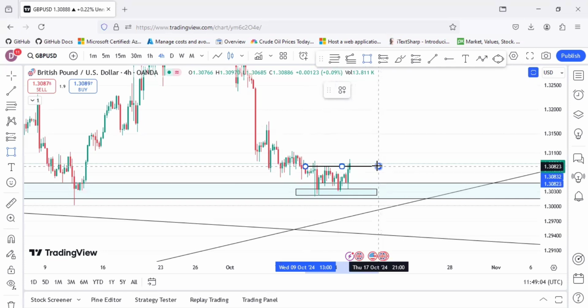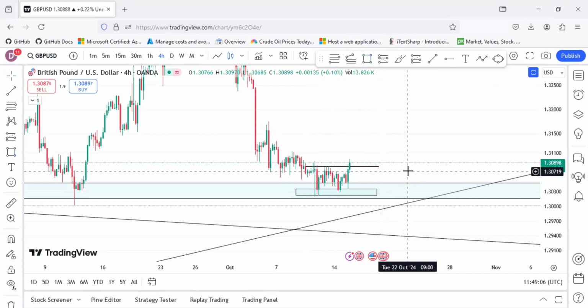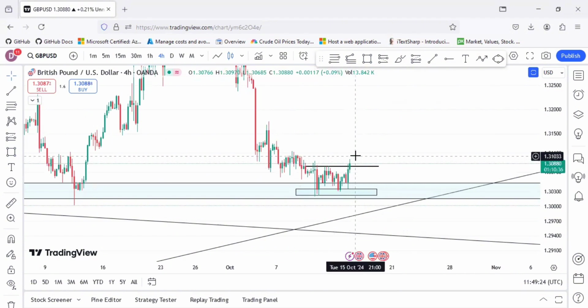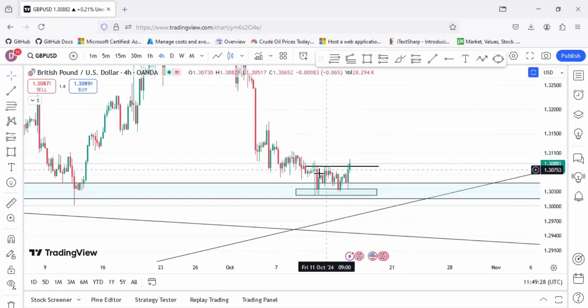Okay, and what happens when you have a double bottom on the support? That is a reversal. The moment you have a double bottom on the support, that is a sign that the price is going to reverse from here. So what happens with a double bottom? You have a neckline. When the neckline is broken, that means you are having a reversal. When this neckline is broken, that means this pattern has been completed.